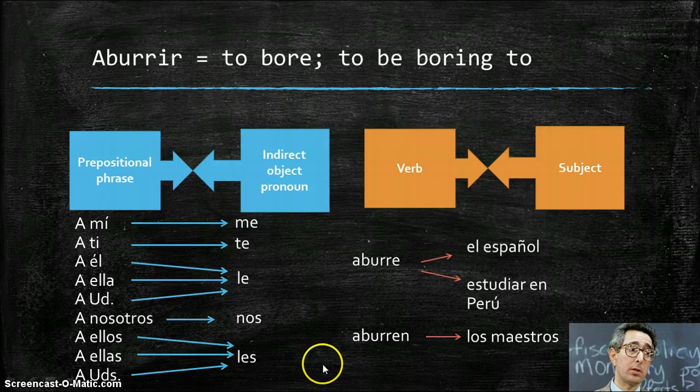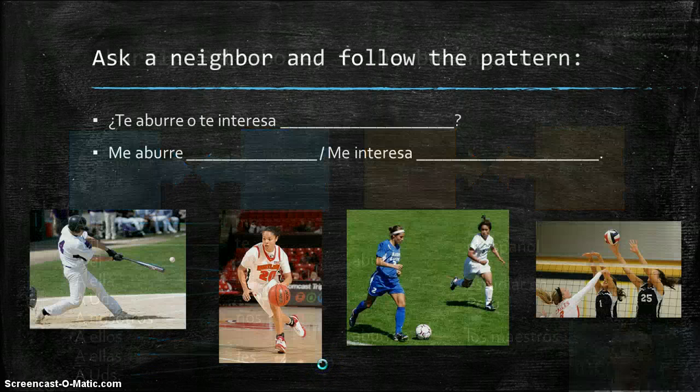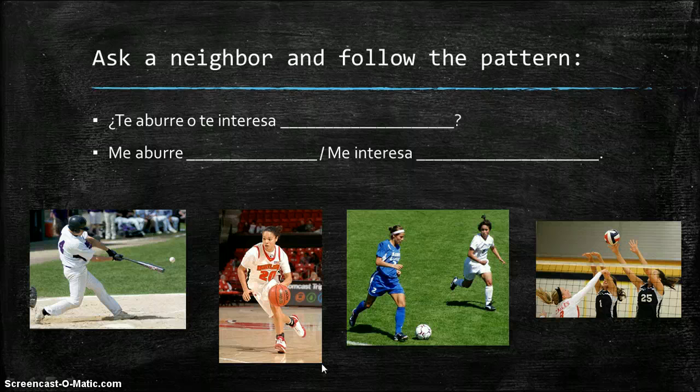So now we're going to try this a little bit, and I would like you to find a partner. And you are going to ask your neighbor questions about what they like, what they're bored by, or what they're interested in. So follow the following pattern. We have the sports that you've studied in Chapter 7. We have here el béisbol, el básquetbol, el fútbol, y el voleibol. And you're going to ask for each sport, you'll trade off with your partners, if they are bored by them or interested by it, and then your partner will, of course, ask. So go ahead and take turns asking and answering these questions and follow this pattern.